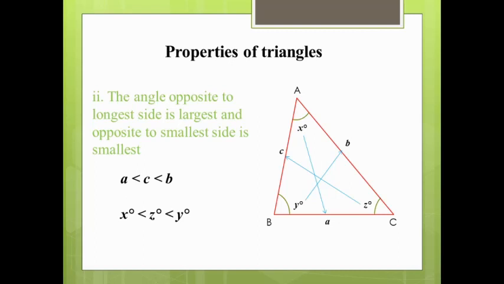You can see the relation of the sides and their opposite angles in it. We can also look from the left side of the screen. a and x are opposite to each other, c and z are opposite to each other, and similarly b and y have the same relation. They are opposite to each other.